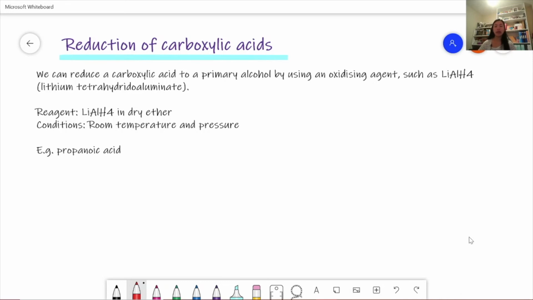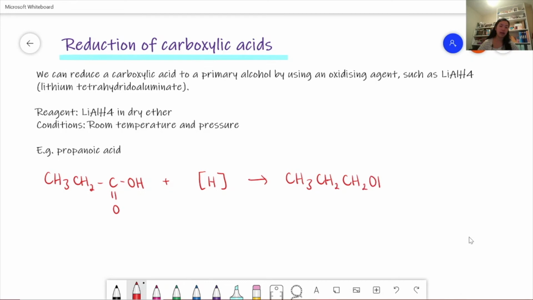For example, if we look at propanoic acid, it has the formula CH3CH2, and then the carbon with a double bond to the oxygen, and then OH. We're going to add a reducing agent, which I'll note with a square bracket and an H inside. This will form the primary alcohol, propan-1-ol, which has the formula CH3CH2CH2OH.